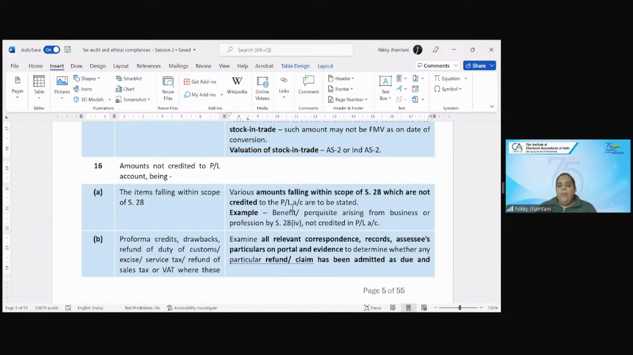So (a), the items falling within the scope of section 28, various amounts falling within the scope of section 28 which are not credited to the P&L account are to be stated. For example, benefit or perquisite arising from business or profession under section 28(4) not credited in the P&L.